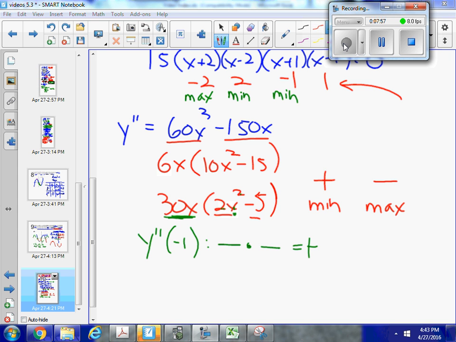And what about y double prime of +1? This is going to be a positive. This is going to be a negative. It's going to be a negative. So I'm going to have a maximum there.